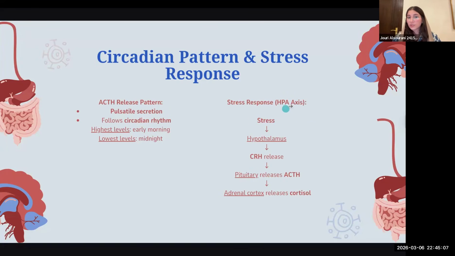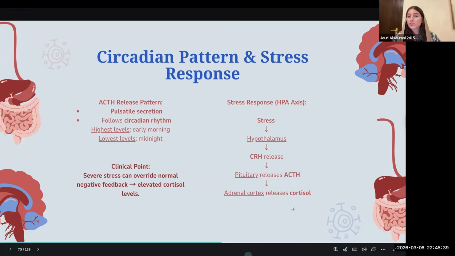This is the hypothalamic pituitary adrenal axis. We're going to have some sort of stress acting on the hypothalamus. Hypothalamus will then release CRH, which is its regulatory hormone. And this is going to act on the pituitary to release ACTH, which acts on the adrenal cortex to release cortisol. Keep in mind also that if we have severe levels of stress, this is going to override the negative feedback. So the negative feedback no longer works. Even if we have so much cortisol, it's going to try and tell the hypothalamus to stop releasing, but there's so much stress that we're just going to have so much cortisol.